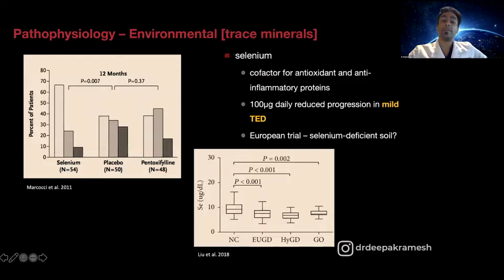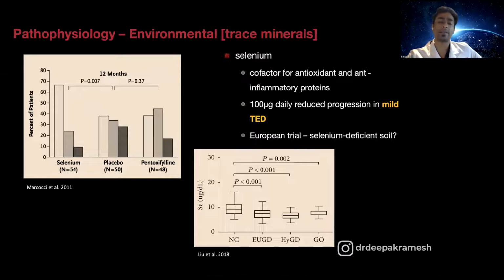Other environmental factors include your diet. We'll talk about selenium later, but selenium is a cofactor for proteins that are used in the anti-inflammatory response. This famous paper in the New England Journal from 2011 shows that selenium actually reduces the progression of mild thyroid eye disease. So nowadays, with anyone who has thyroid eye disease, we tell them to take selenium supplementation.